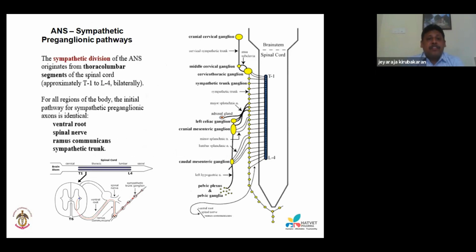Okay, coming to the autonomic nervous system, you have 2 divisions, as you all know: sympathetic and parasympathetic. The sympathetic division is in the thoracolumbar segment, T1 to L4. And this is the preganglionic area, where it comes out as the ventral root, then continues as spinal nerve, then as a ramus communicans, and then it joins the sympathetic trunk. This is the sympathetic trunk, and it continues as the postganglionic and supplies the organs. This is the sympathetic pathway. This is the preganglionic pathway. Just the expansion of this area I have given here, and it supplies the organs.